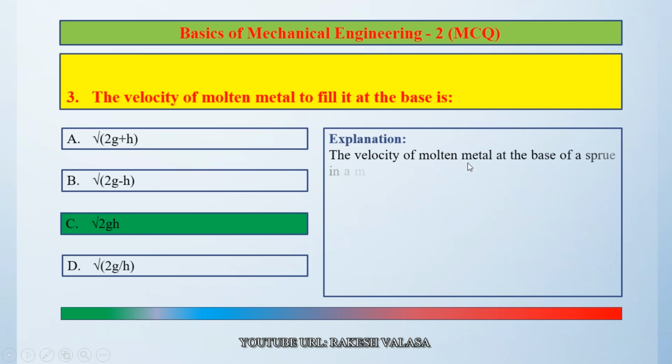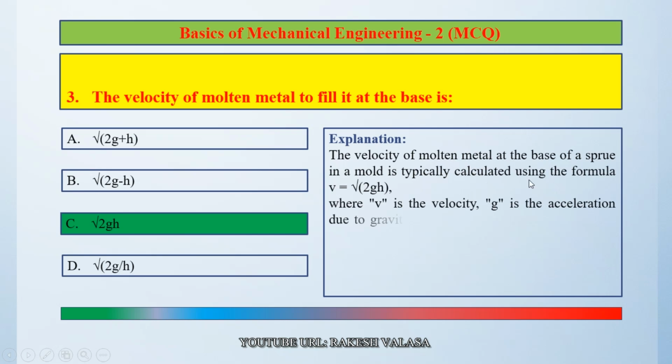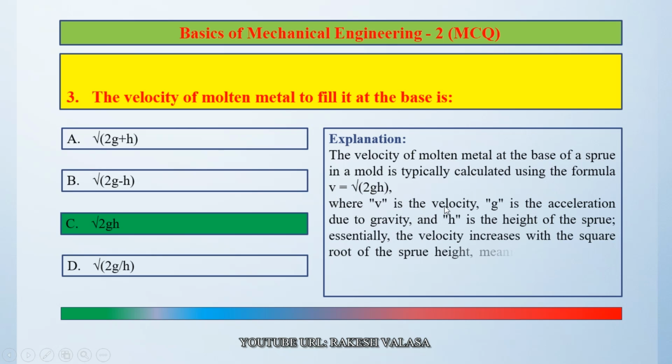The velocity of molten metal at the base of a sprue in a mold is typically calculated using the formula V equal to under root 2gh, where V is the velocity, g is the acceleration due to gravity, and h is the height of the sprue. Essentially, the velocity increases with the square root of h, meaning that the higher the sprue, the faster the molten metal will flow at the base. So the correct answer is option C, that is under root 2gh.